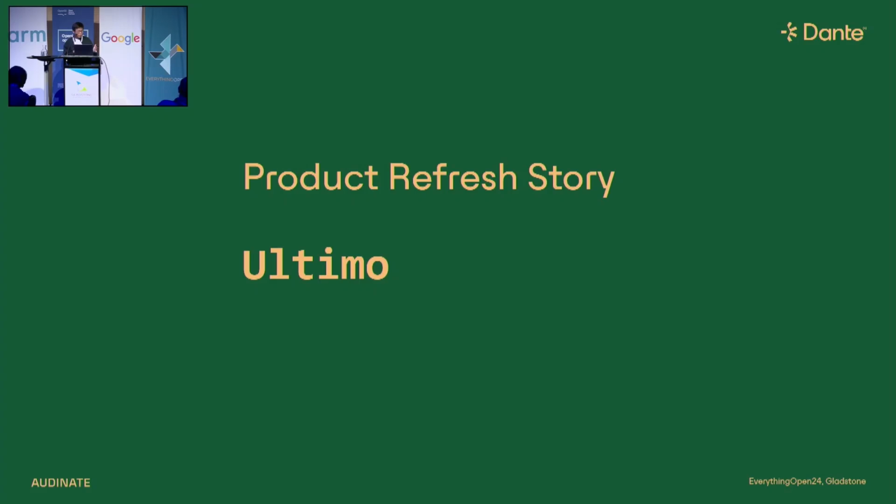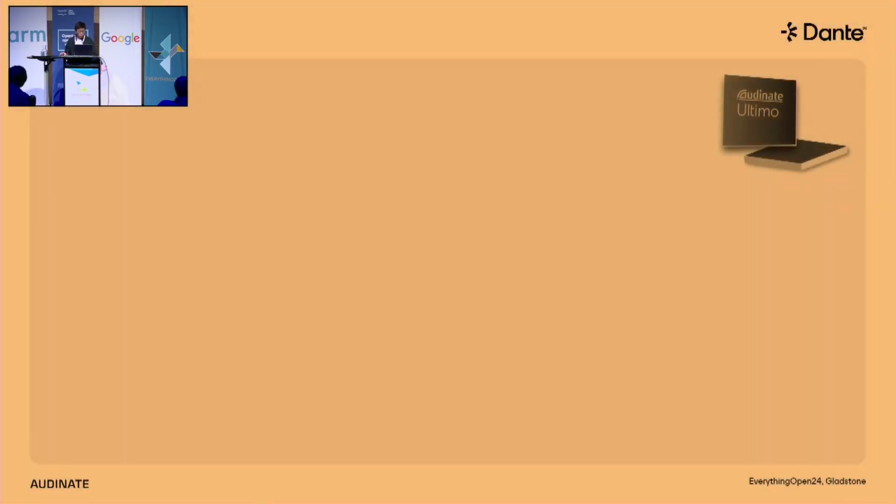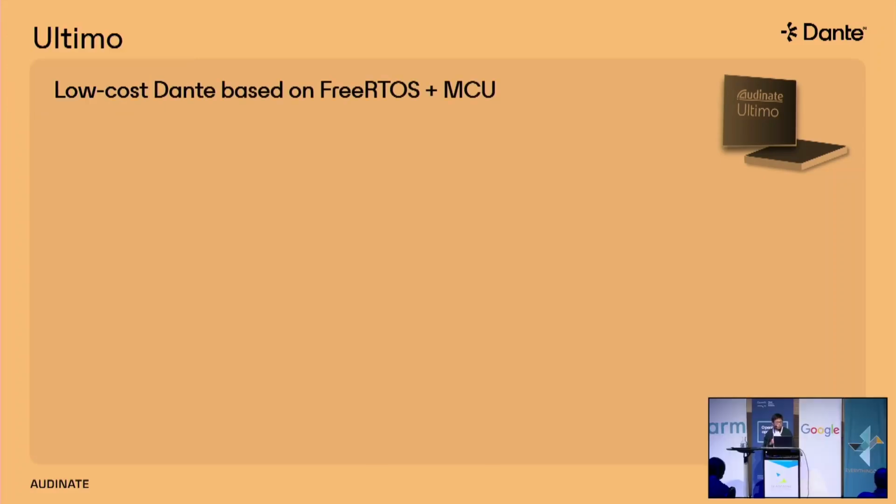let's start the refresh story. Ultimo, as we just mentioned, is a microcontroller-based product, and it is considered the low-cost Dante solution, built on top of a microcontroller plus a real-time operating system running on top of it. The real-time operating system that we run is FreeRTOS. For those who are not familiar with RTOS, real-time operating systems have a focus on real-time scheduling, and they're usually used on resource-constrained devices such as microcontrollers where Linux might be too big to run.